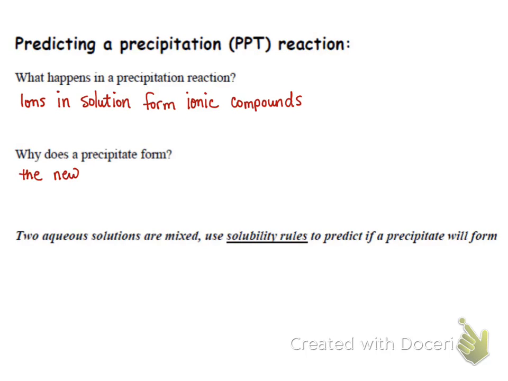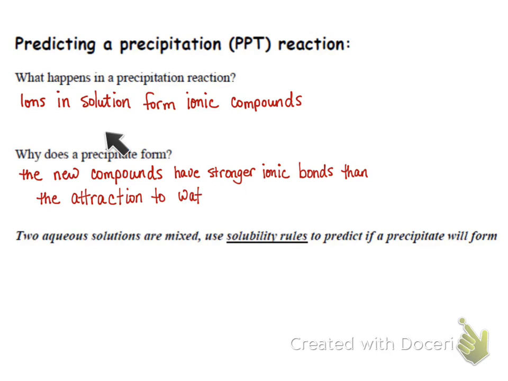So, predicting a precipitation reaction that's going to happen in solution: what happens during a precipitation reaction? 2 ions in solution find each other and form an ionic compound, an insoluble ionic compound. Why does it form? It forms because, again, they have a stronger attraction to each other than they would individually have for water, for being surrounded by water.